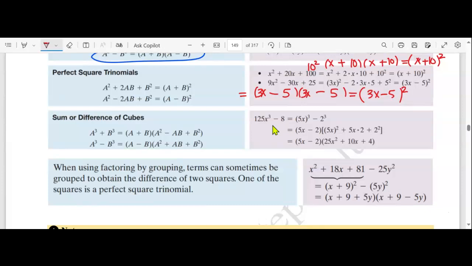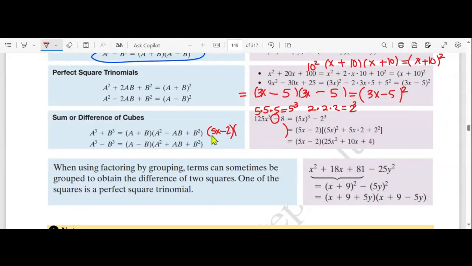Okay. Now, let's go for the cube. How do I know it's cube? 125. It's what? 5 times 5 times 5. 5 cube, right? What about 8? 2 times 2 times 2, which is 2 to the power of what? Cube. Okay, and we have here difference, right? So what are we going to say? We're going to say 5x minus 2.